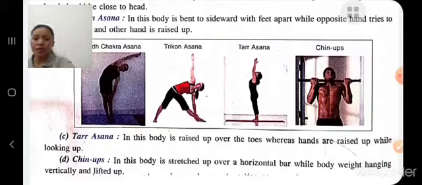Paschimottanasana. In Paschimottanasana, you sit down and bend forward. Halasana. For scoliosis: Ardha Chakrasana, Trikonasana, Tadasana, chin up. These are some asanas and corrective exercises for scoliosis.